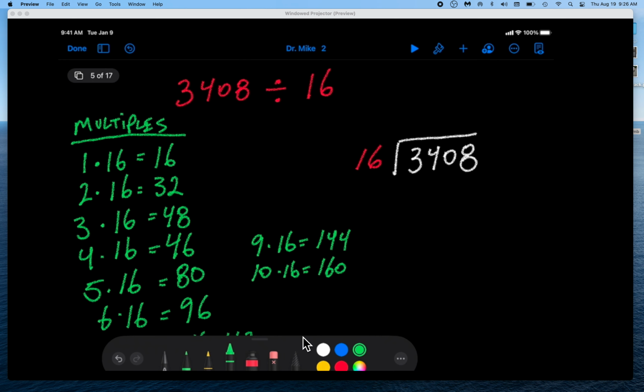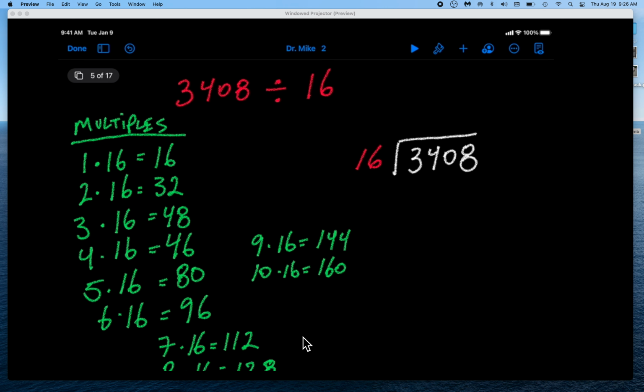Okay, so now we go back to our problem and we say to ourselves, okay, 16 can't go into 3. How many times does 16 go into 34? Well, now we go to our table. Here we go. 2 times 16 is 32. We want to get as close to 34 as we can without going over, and here we go.